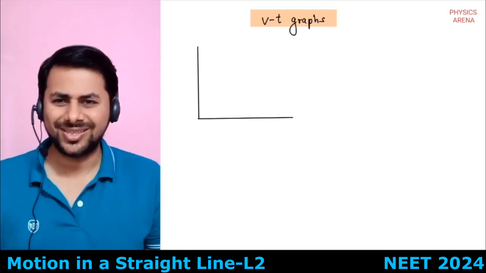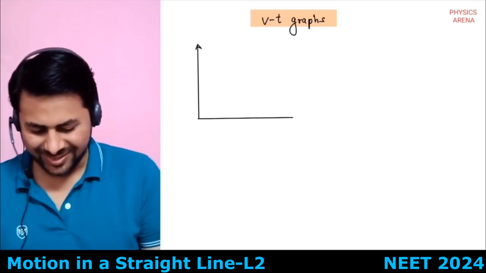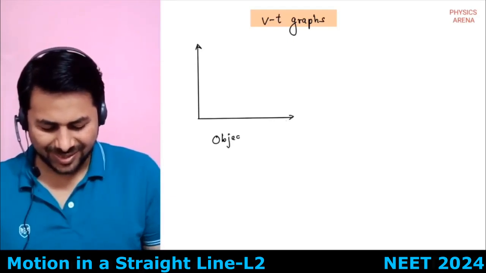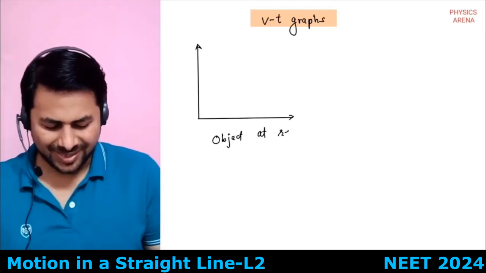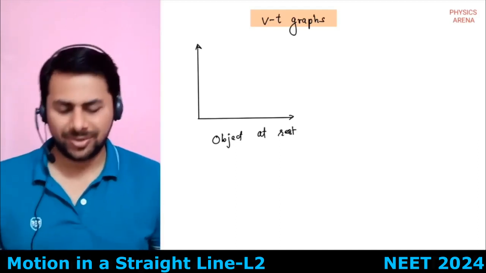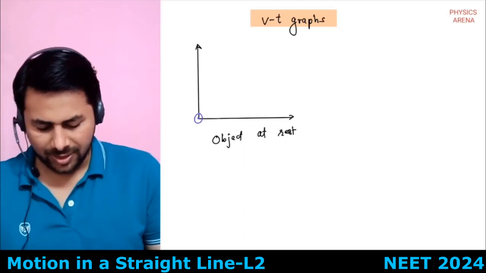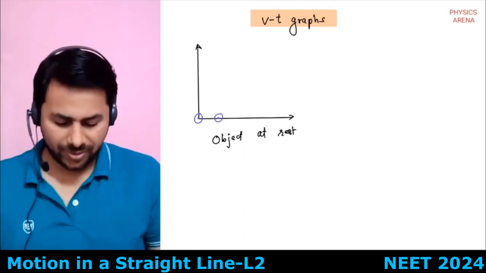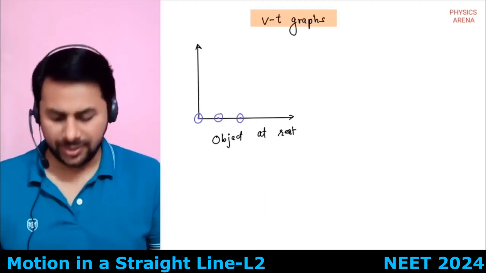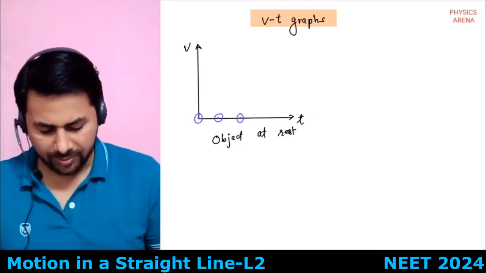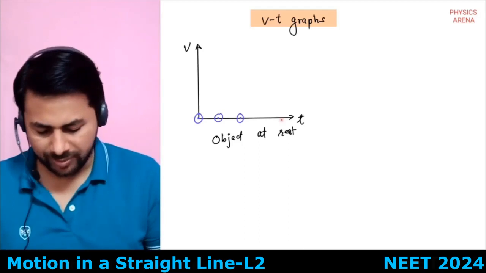Zero velocity, right? Okay, object at rest, velocity is 0. So at t equals to 0, velocity is 0. At t equals to 1, velocity is 0. At t equals to 2, velocity is 0. Right, this is v, this is t. At t equals to whatever time, the velocity will be 0.